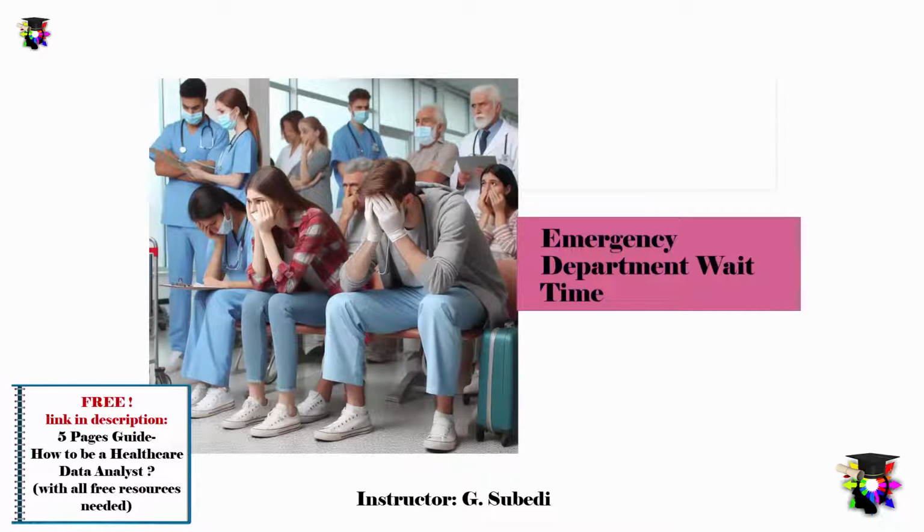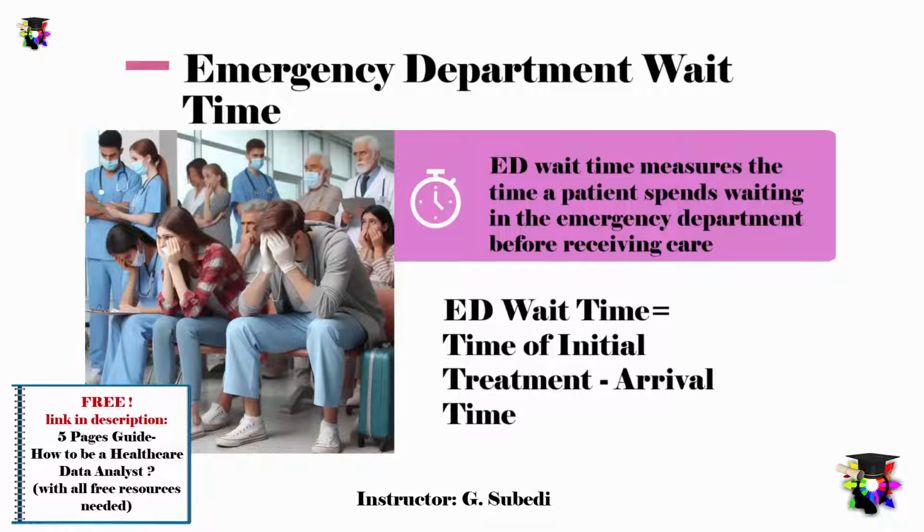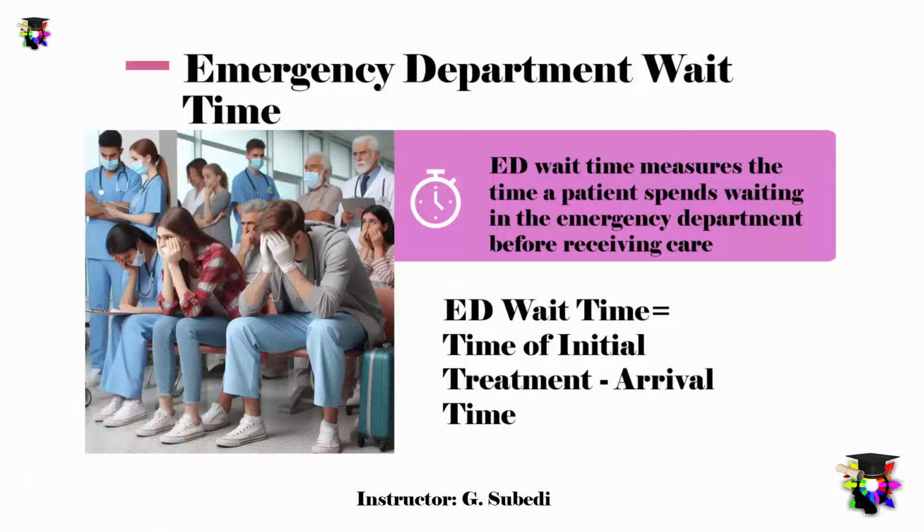Another important healthcare KPI is emergency department wait time. Emergency department wait time measures the time a patient spends waiting in the emergency department before receiving the care. We calculate it by subtracting the arrival time from the time of initial treatment.